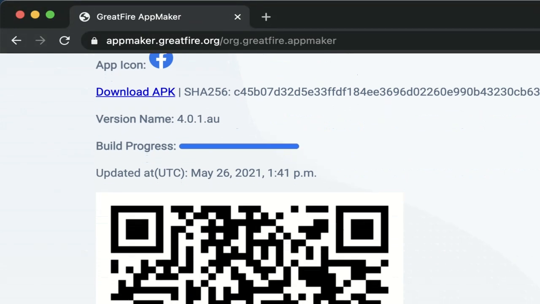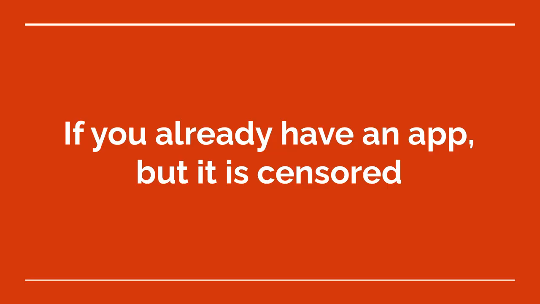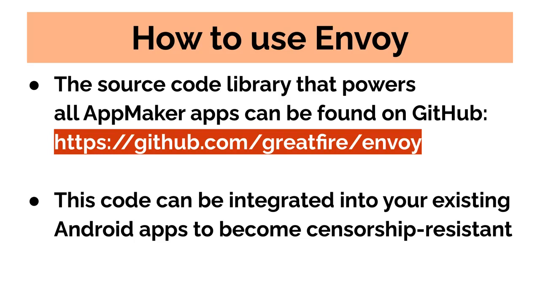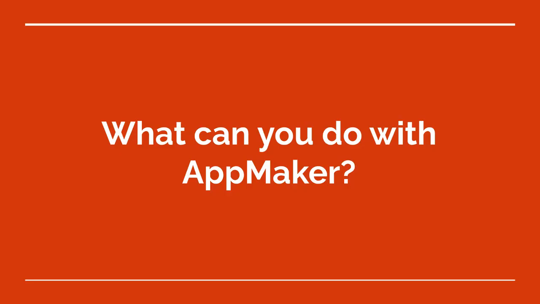If you are in a situation where you already have an app but it is censored, we have another tool for you. Envoy is a free open-source code library of anti-censorship technology that powers all AppMaker apps. If you already have your own Android app but want to make it resistant to censorship, then you can integrate the anti-censorship code into your existing app. We have made the code available for free on GitHub. Now you have your own app that can bypass internet censorship and access blocked websites anywhere around the world.